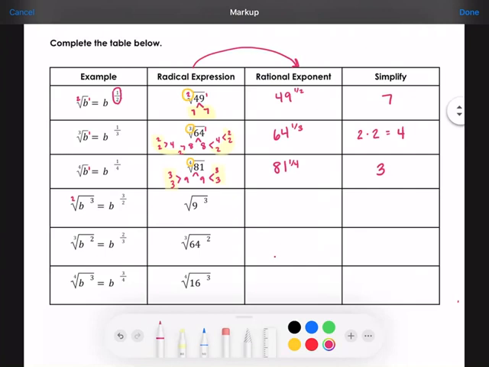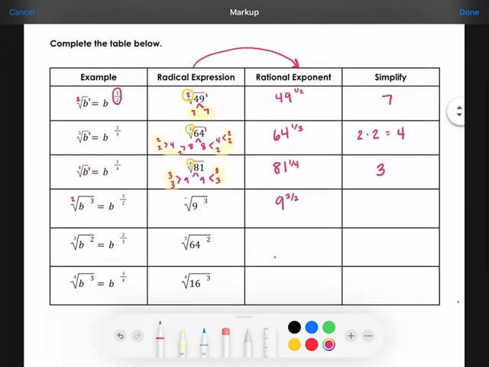The next example is the square root, remember there's no number here, it's a square root, of b to the 3rd power. So this can be rewritten as b to the 3 over 2. So if I have the square root of 9 to the 3rd power, this can be rewritten as 9 to the 3 over 2. If we're simplifying, we want to remember there's a 2 here and that we're looking for groups of 2. But what I have is 9 cubed on the inside.